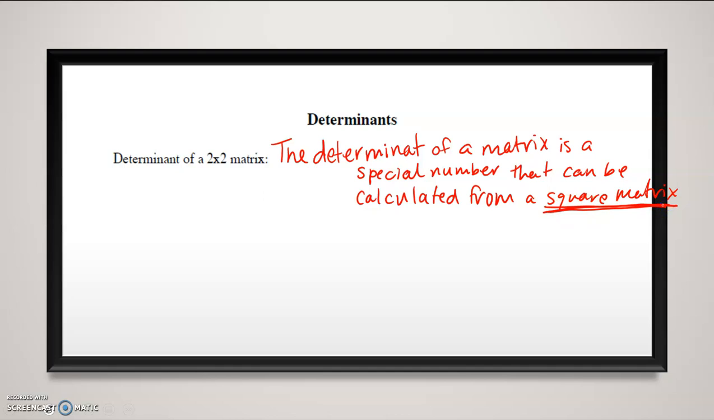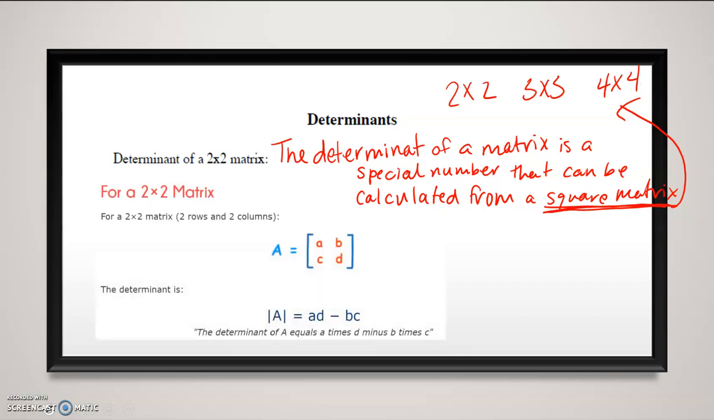So remember, a square matrix would be a 2 by 2, a 3 by 3, a 4 by 4, and so on. So we determine a matrix by, well, at least for a 2 by 2, we determine it by taking A times D and subtracting C times B. So the determinant of A equals A times D minus B times C. I would definitely write that down.